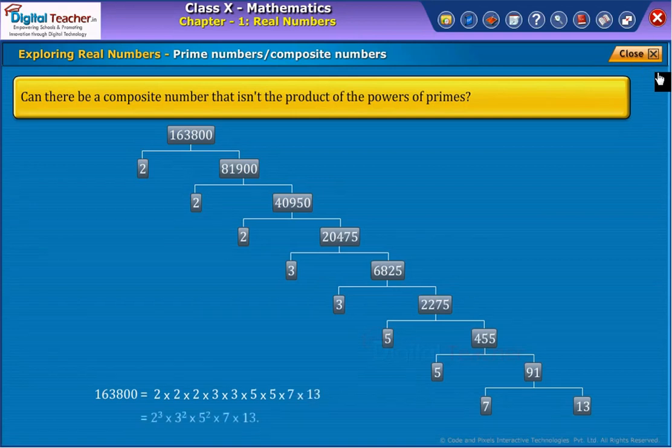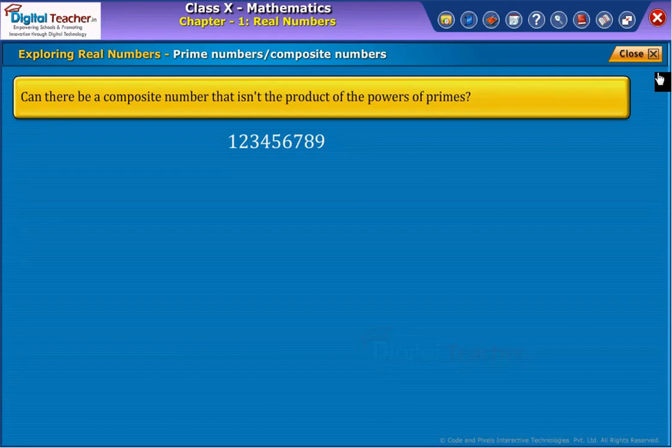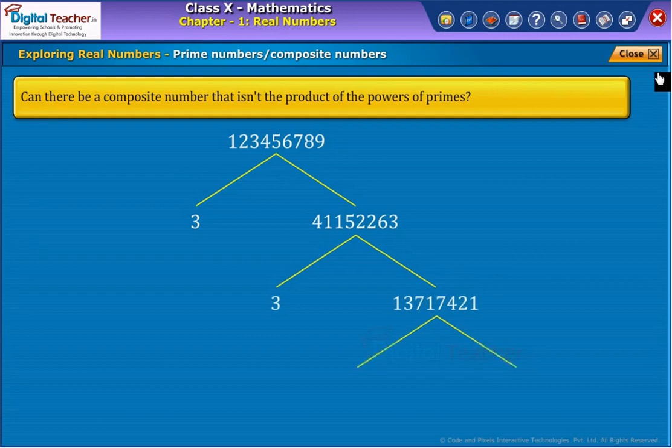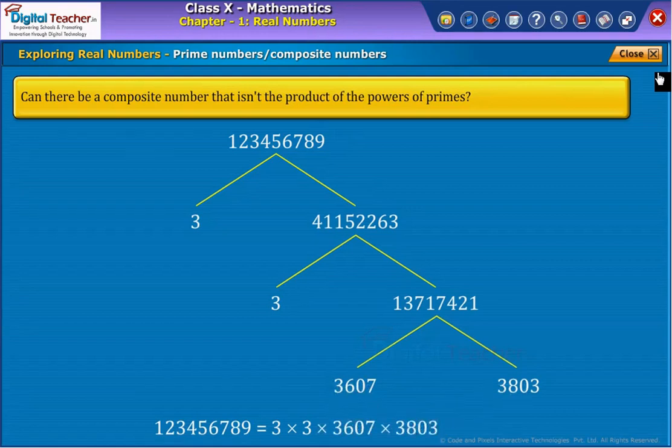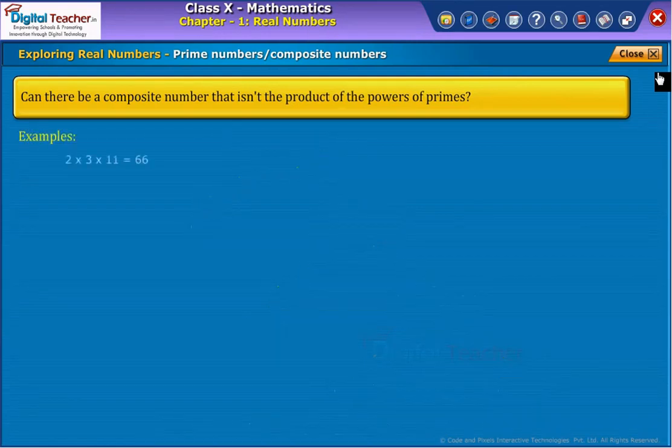Therefore, when we write the above terms in terms of product of powers of primes, we obtain as shown. Let us try with another number, 1, 2, 3, 4, 5, 6, 7, 8, 9. This can be written in the following form as shown. Here the numbers 3803 and 3607 are primes. By this we can prove that a composite number can be written as the product of primes. Here are some examples as shown on screen.